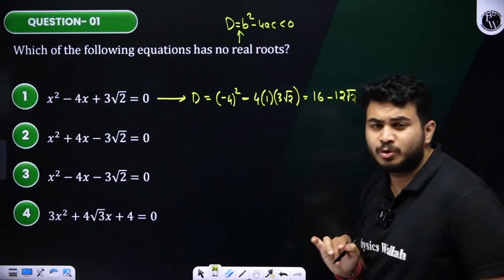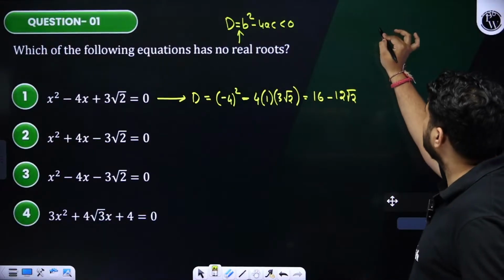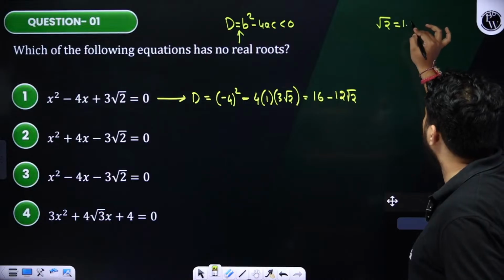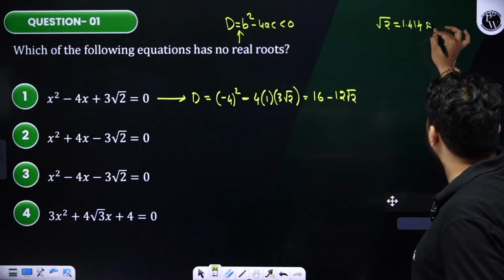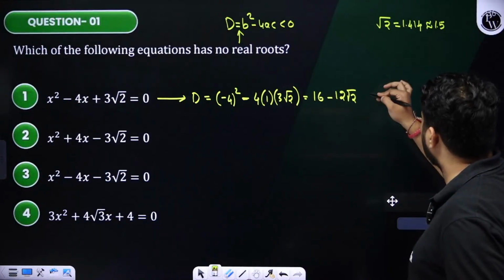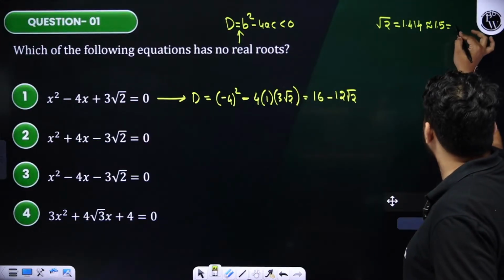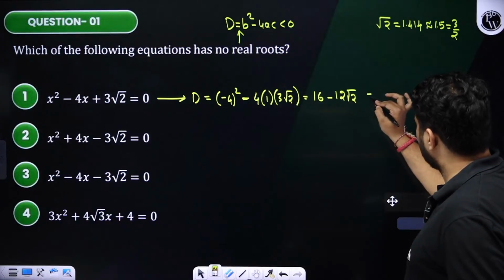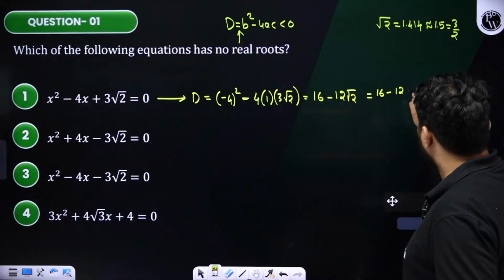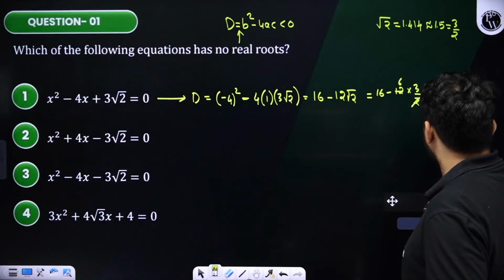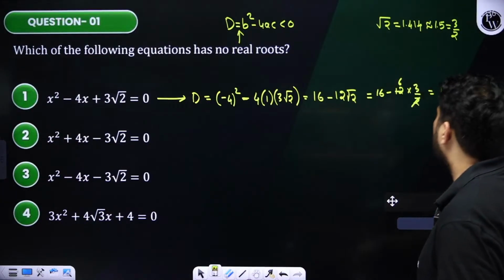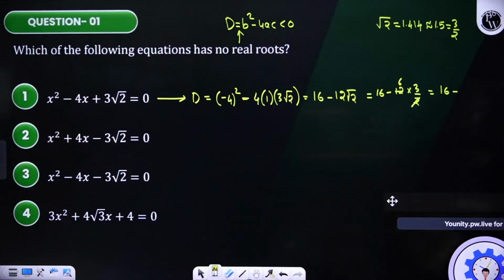Sir, what is the root 2 value? Root 2 value is nothing but, we have studied that it is 1.414. So you can consider it approximately as 1.5, which is 3 by 2. So 16 minus 12 into 3 by 2, 2 ones are 2, 6 are, so 16 minus, yes, it will be a little bit more. If you consider 1.4 it works. Let's see, 1 minute students.